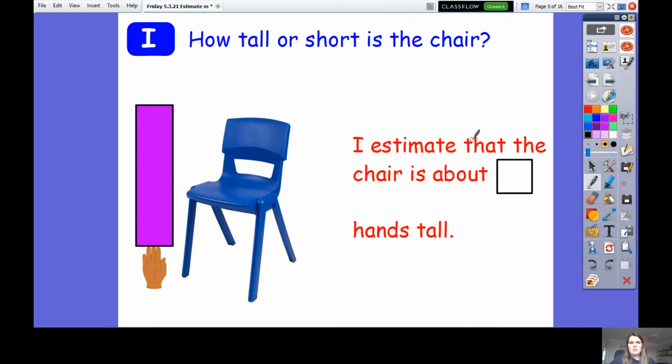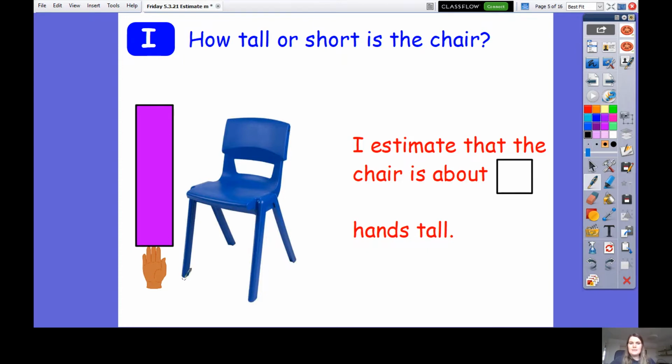When I think about this blue chair, this is a chair that we've got in school, okay? Now, this chair isn't here in front of me, but I've got to remember the chair that's at school, okay? And if I hold up my hand, I can think about how many hands tall my chair might be. So if I'm thinking and putting one hand on top of the other, I can think about how many it could be. So I'm going to have an estimate. I'm going to estimate how many hands tall I think the chair is.